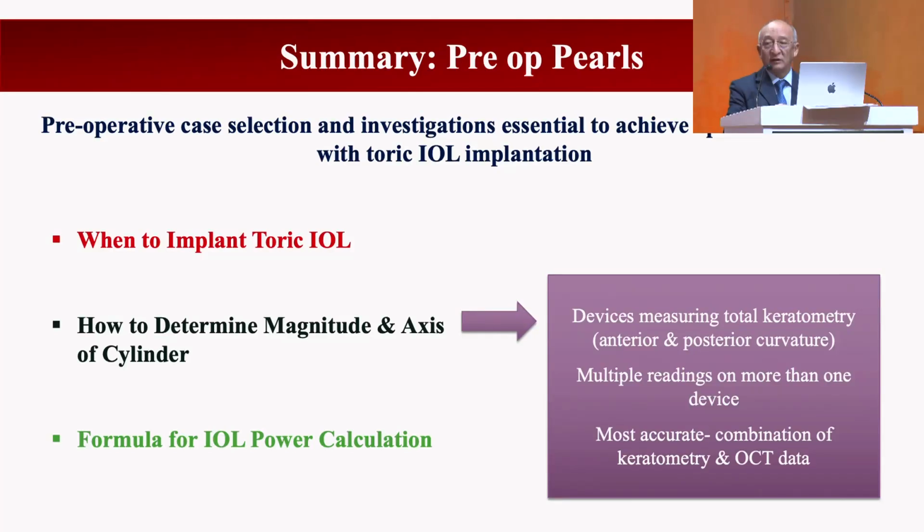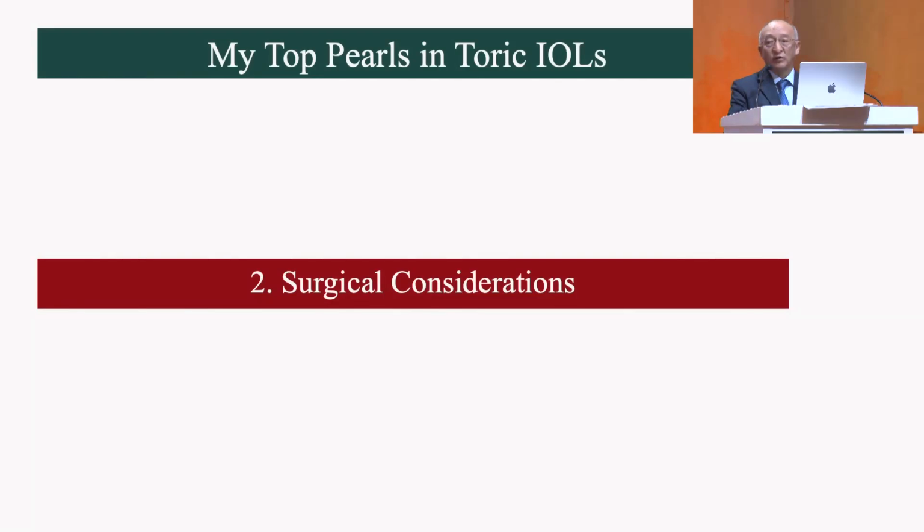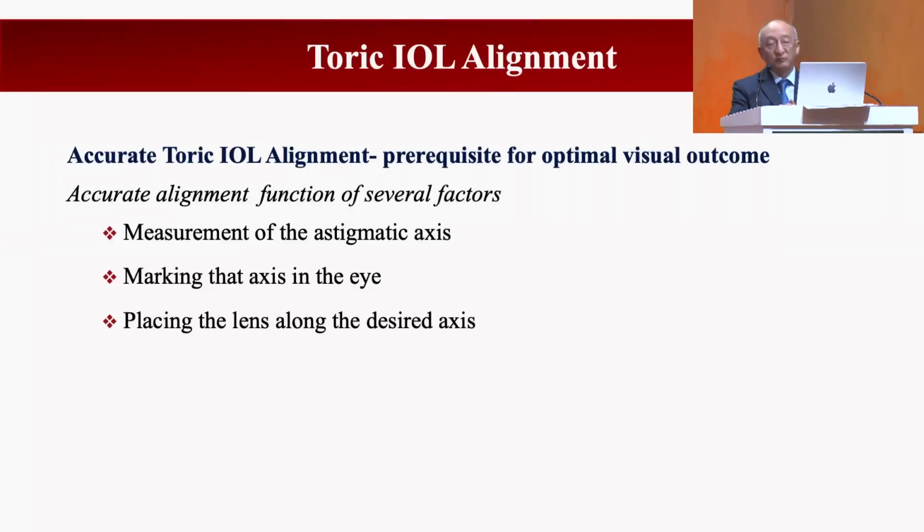More accurate devices are the biometers which take into consideration OCT data also. Formula-wise, always go for a formula which takes into consideration posterior corneal curvature and the effective lens position also. There are various formulas available online that can be a good way to look into. The second area is the surgical consideration, which you all have been doing very effectively.